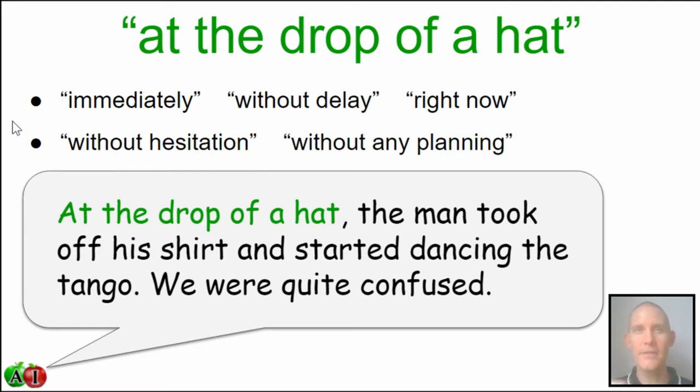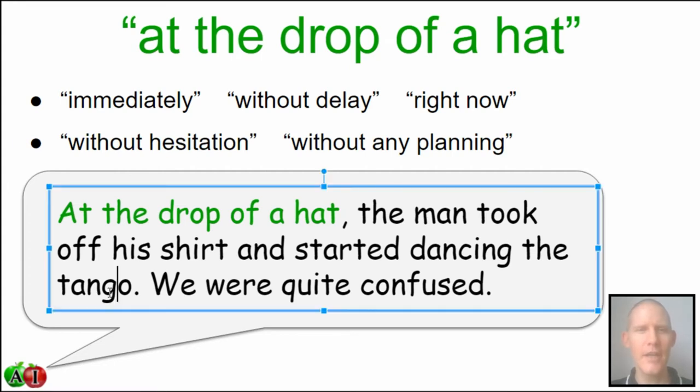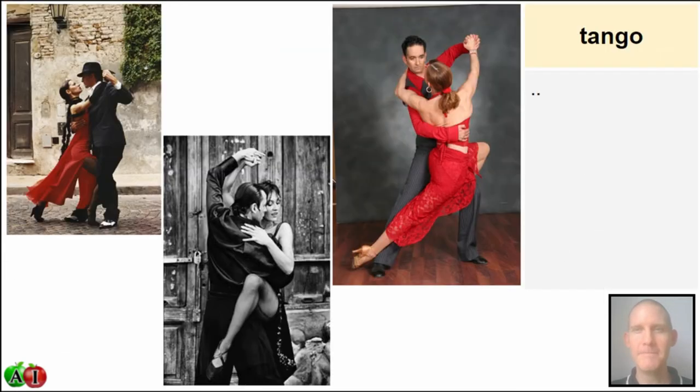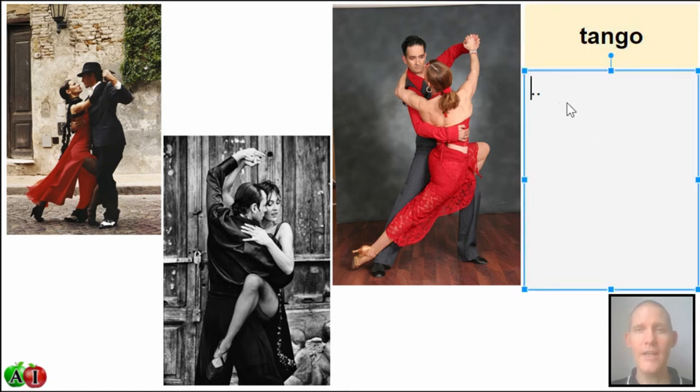Maybe the man walked up, looked around, ripped off his shirt, and started dancing. And what did he dance? He danced the tango. Have you guys heard of the word tango? Well, let's check it out. Right, we have the word tango here, right? And tango is a kind of dance. It's a kind of dance from Argentina.